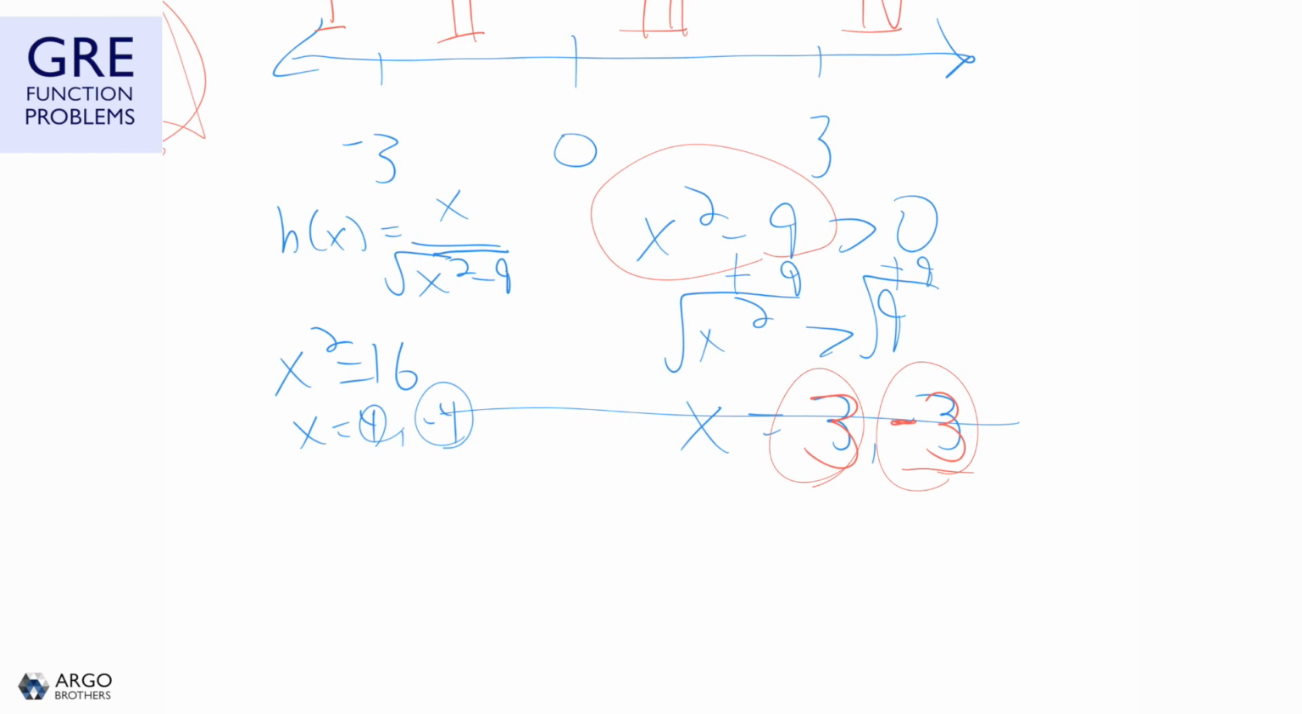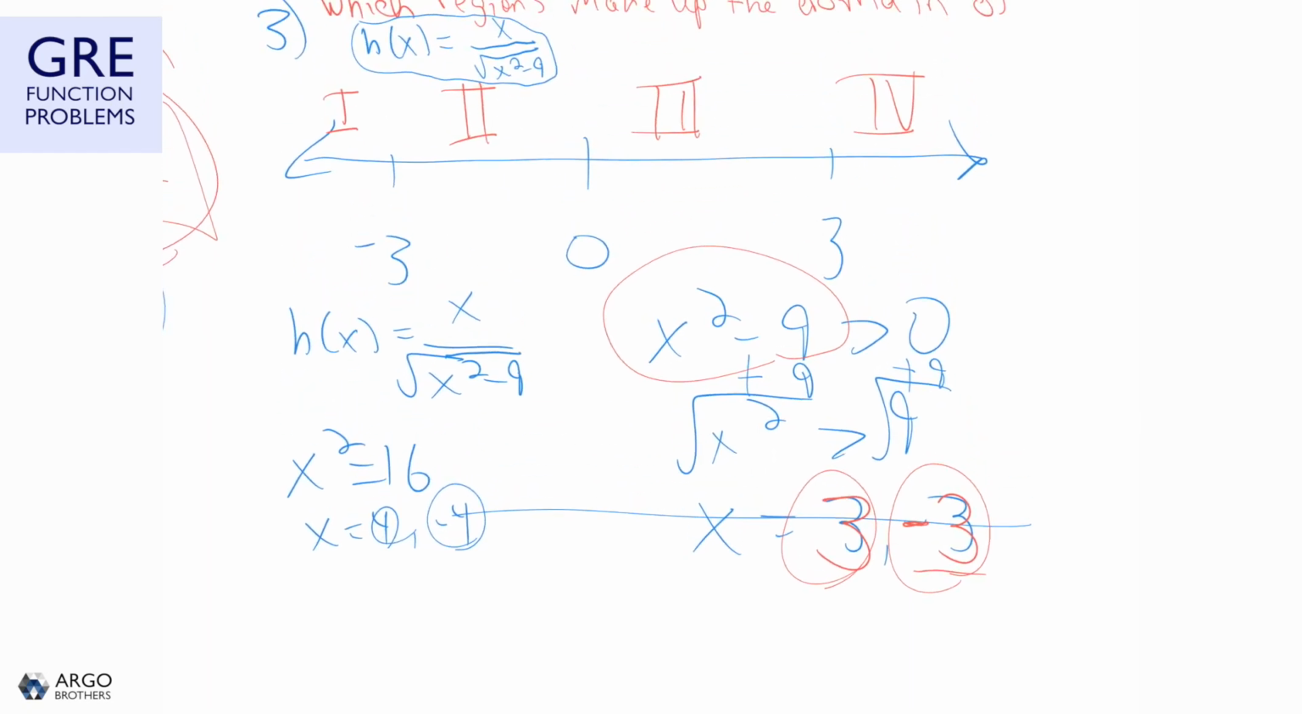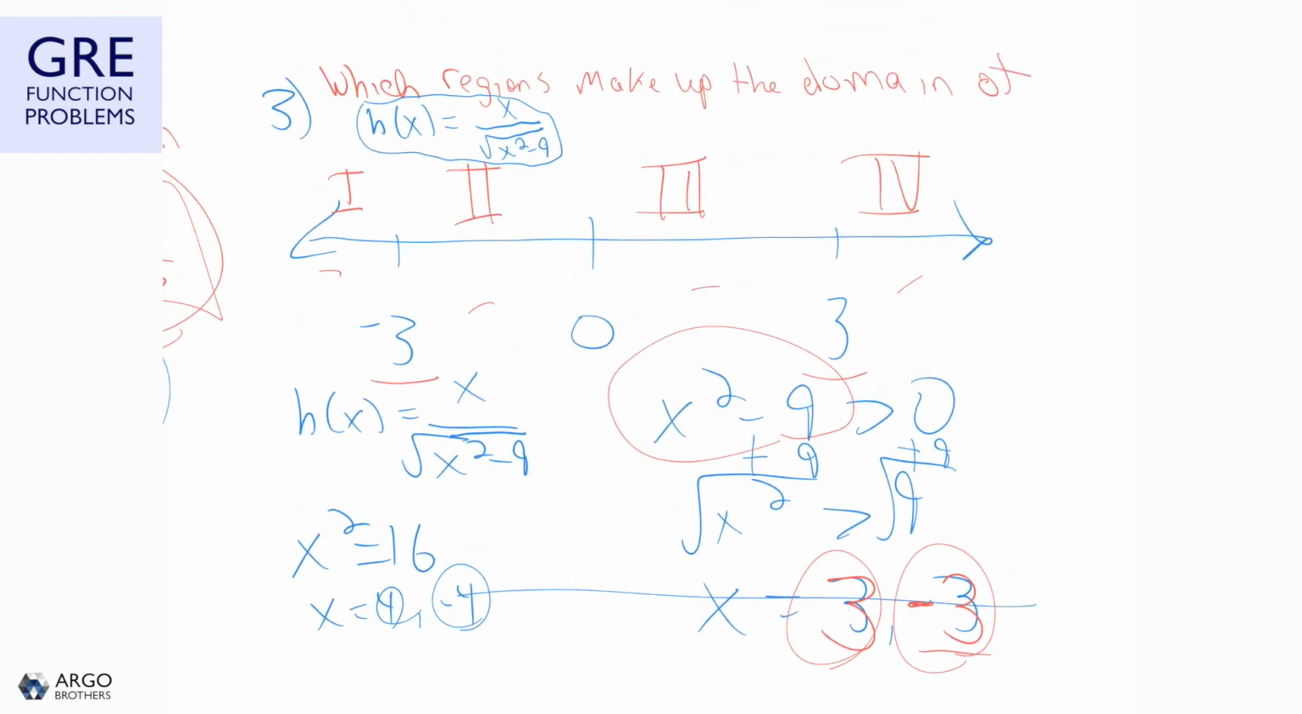But let's actually use the number line to figure this out. If we use a number line, we can just plug in certain points in each region and see which ones work. Since we have 3 and negative 3, we put those points here. That's where they go. And if it were 2 and negative 2, then we would put those points there, because that's where the function is 0. So let's try region 1. Let's try the number negative 4.